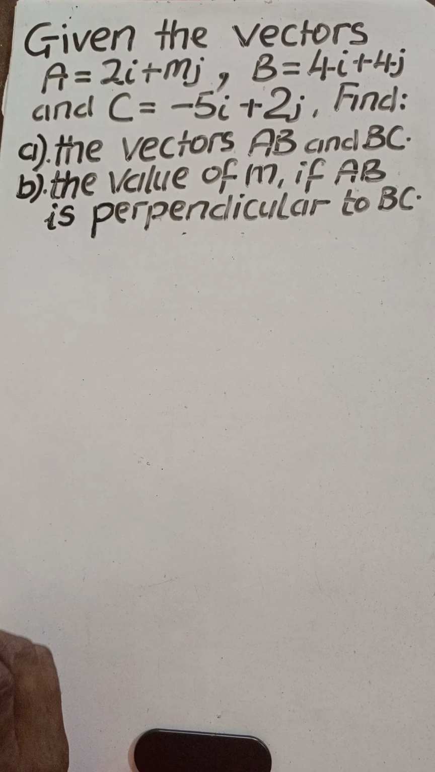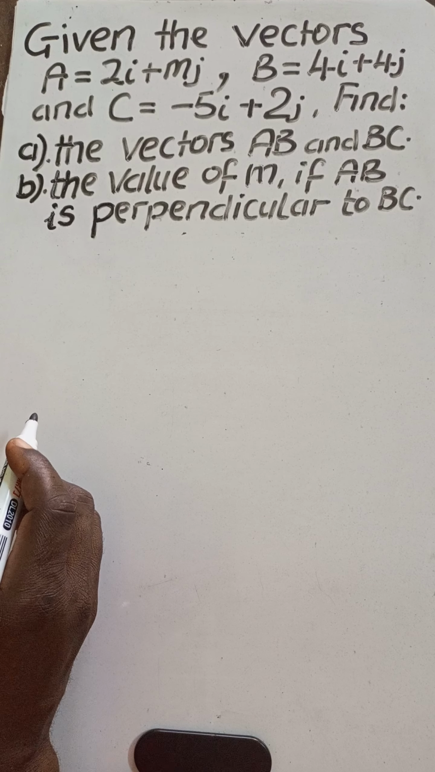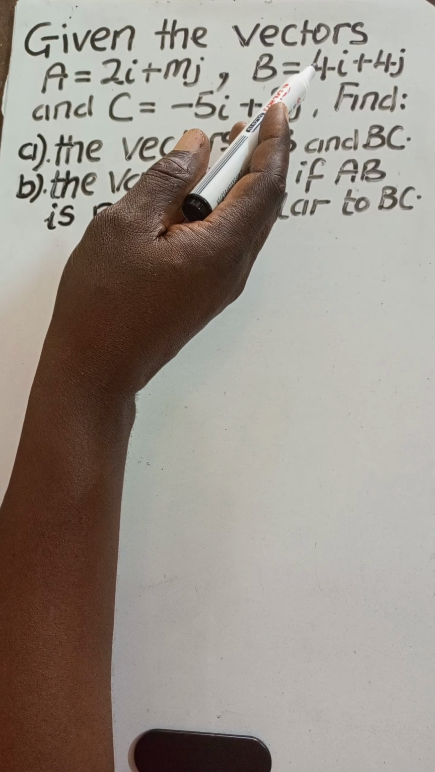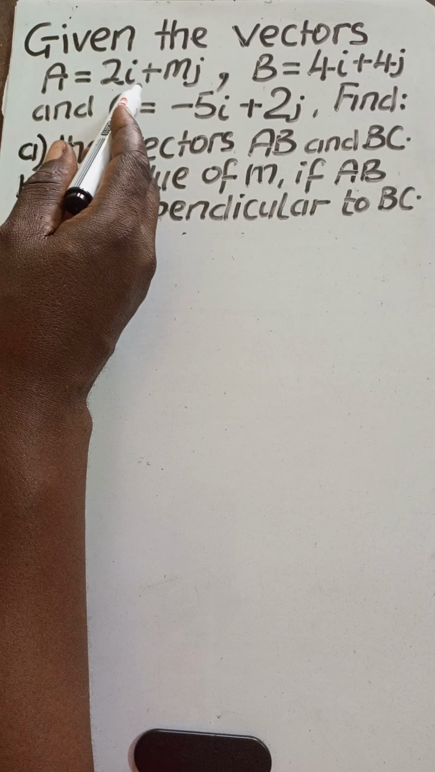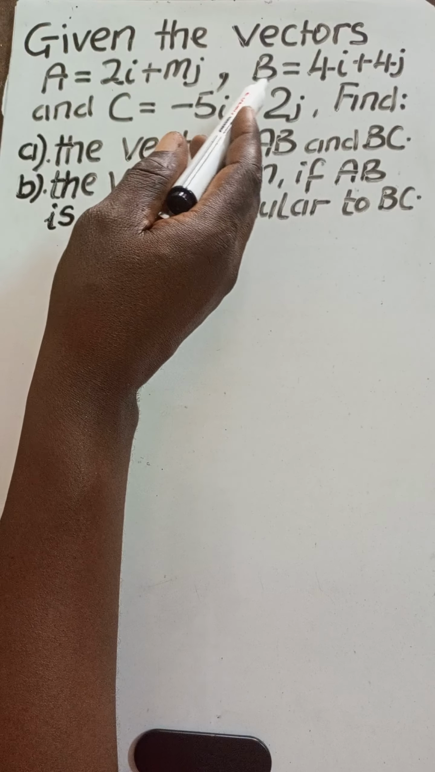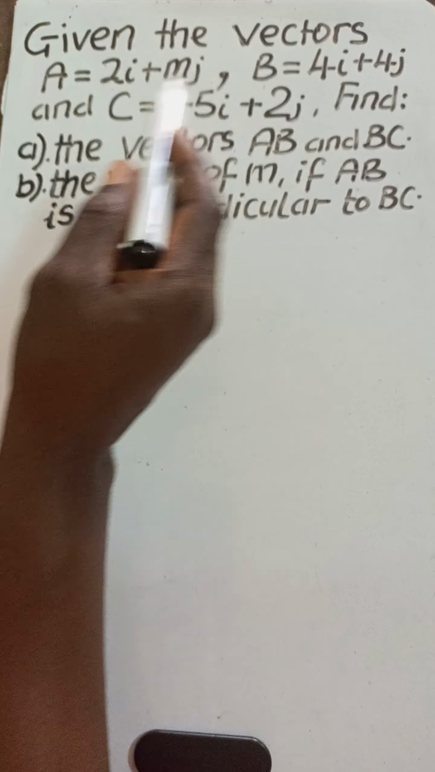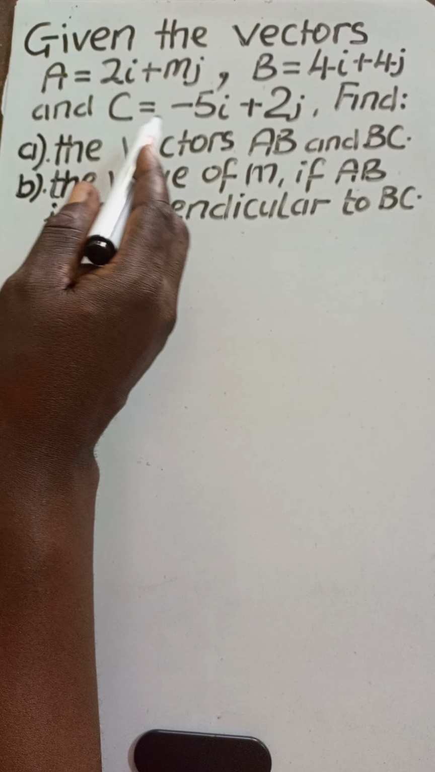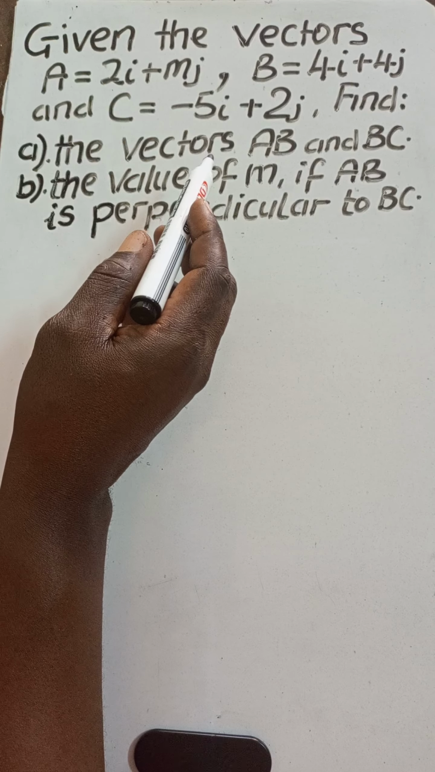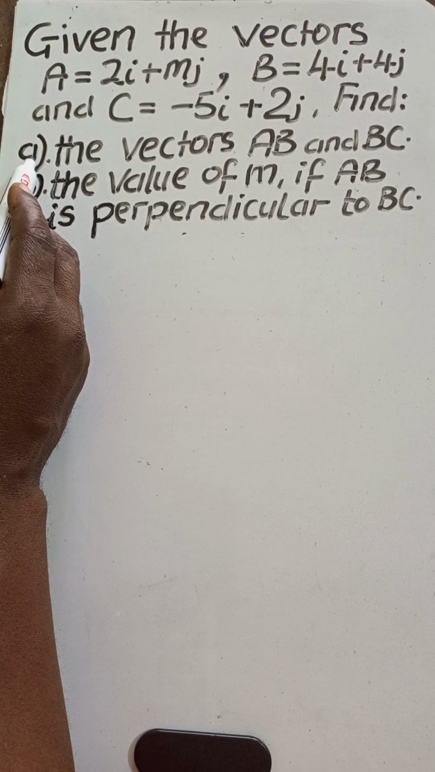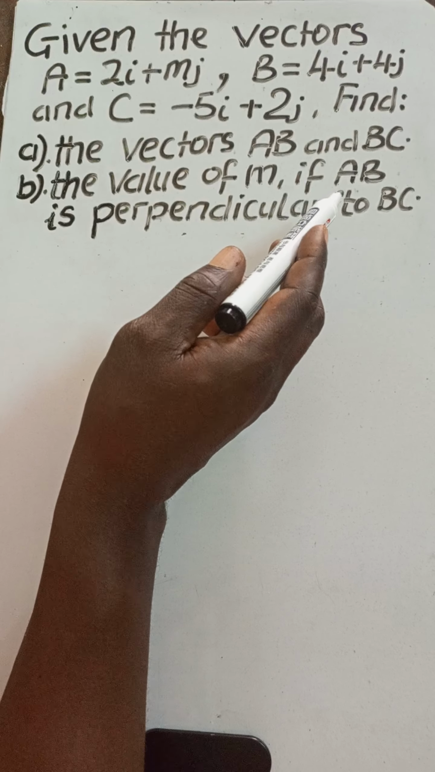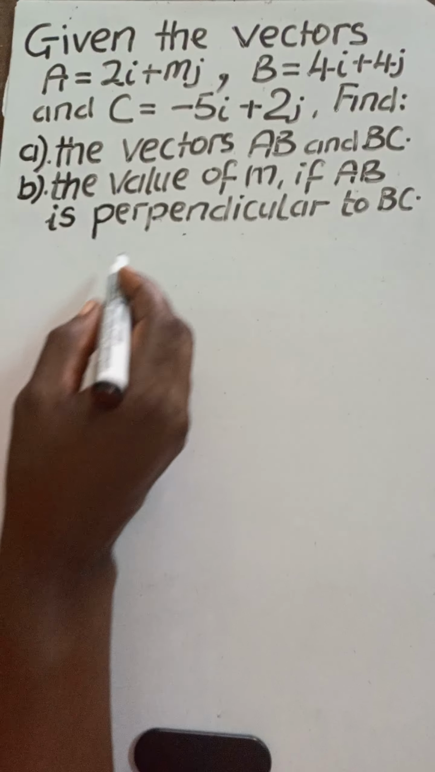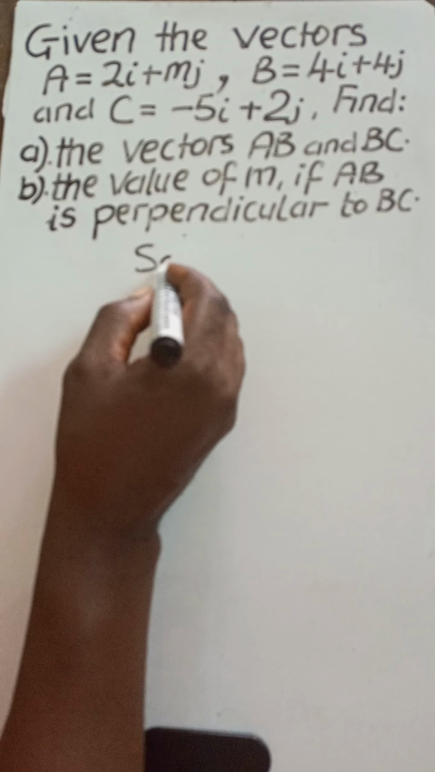Here is a question under vectors. Vectors in 2 dimensions. Given the points A with position vector 2i plus mj, the point B with position vector 4i plus 4j, and the point C with position vector negative 5i plus 2j. Find A, the vectors AB and BC, B, the value of the constant m if the vector AB is perpendicular to the vector BC. Let's look at the solution.